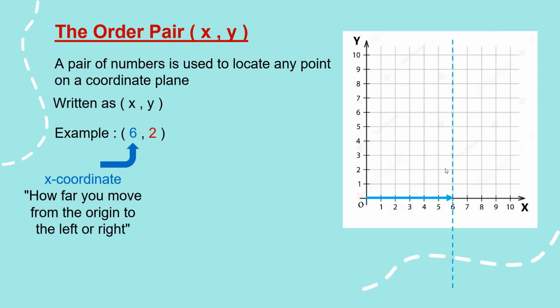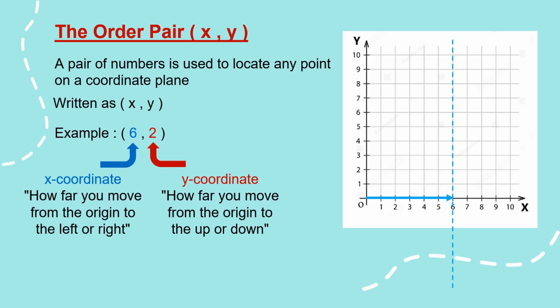So I will draw an imaginary line here. It means I can see x and 2 here and somewhere in this line. Okay, what about 2 here? 2 is what? It's called the y coordinate. What does it mean, y coordinate? It means how far you move from the origin up or down.